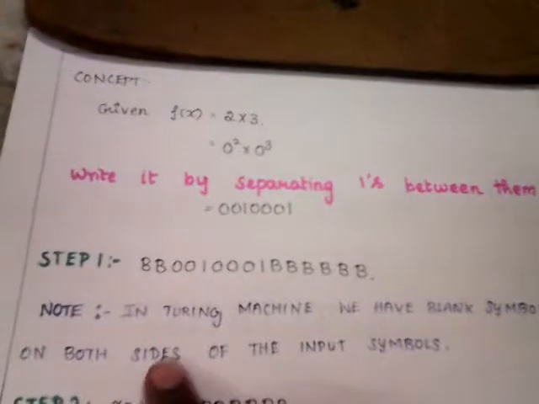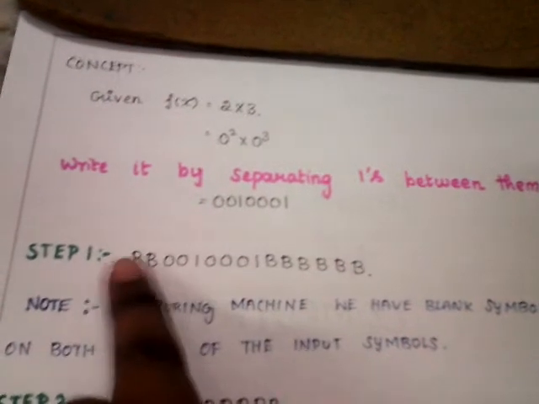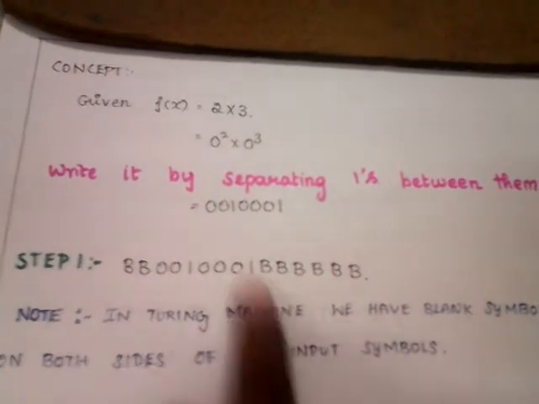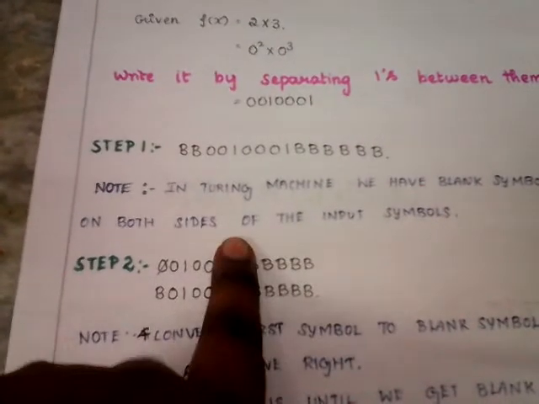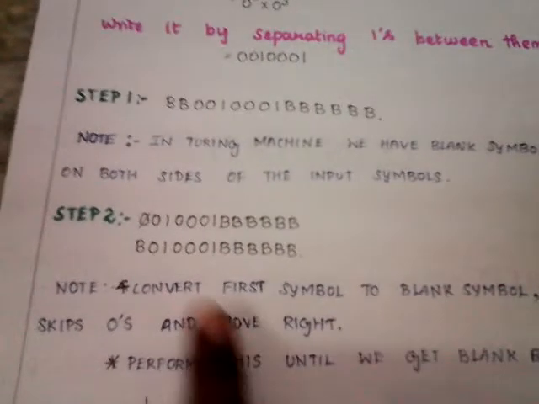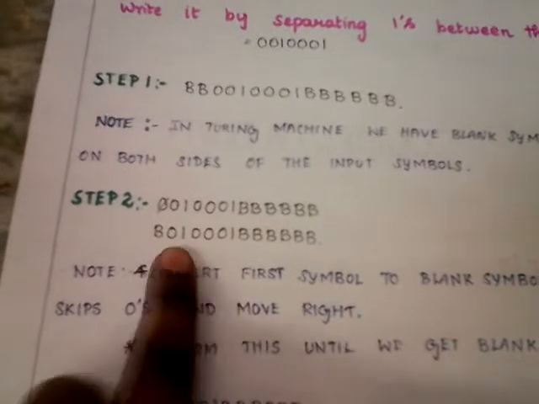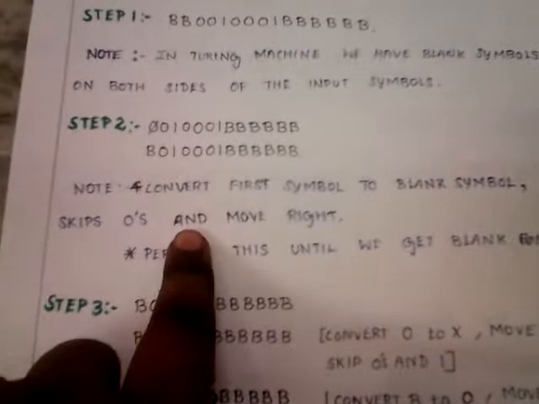In the Turing machine, we have the blank symbols at both sides of the input. So we write it as blank, then the input, and finally a blank. In step 1, we discussed the blank symbols. In step 2, we are going to convert the first symbol 0 into a blank and leave the remaining as it is. We have to do this until we get the blank before 1.